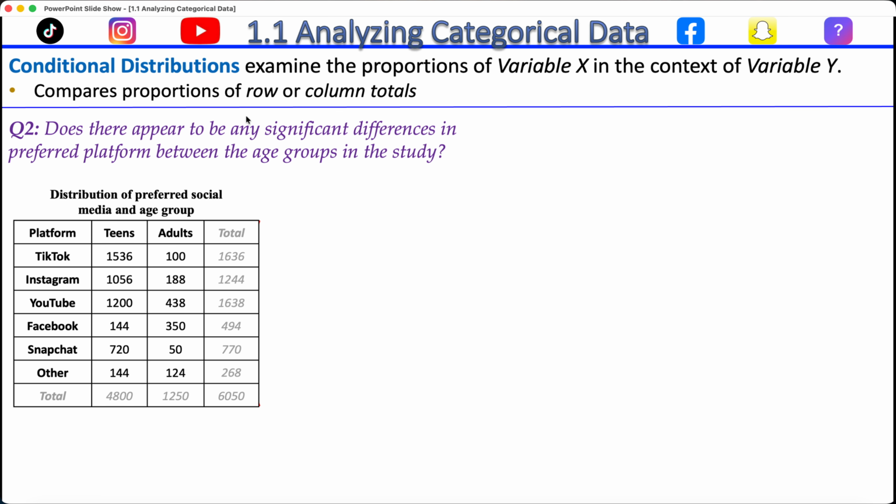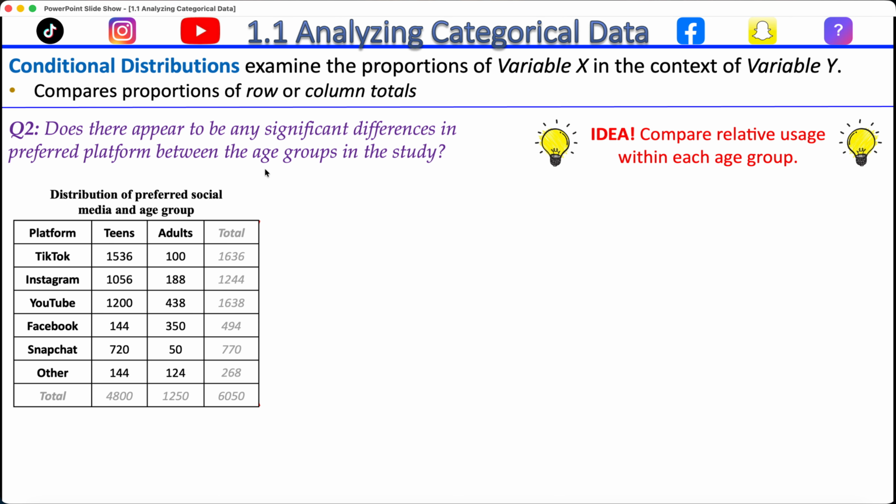What we could do, and if you've thought this through, you may have known without knowing the correct vocab for it, is that looking at the conditional distributions is a good idea. What that does is it lets us examine the proportions of variable x, which is to say one variable, in the context of variable y. So let's just look at one variable in terms of the other, proportionally speaking. So I want to either look at the proportion of rows or columns in this. I am comparing teens to adults because that's what the question's asking. So I'm going to look at the percentage of teen preferences versus the percentage of adult preferences.